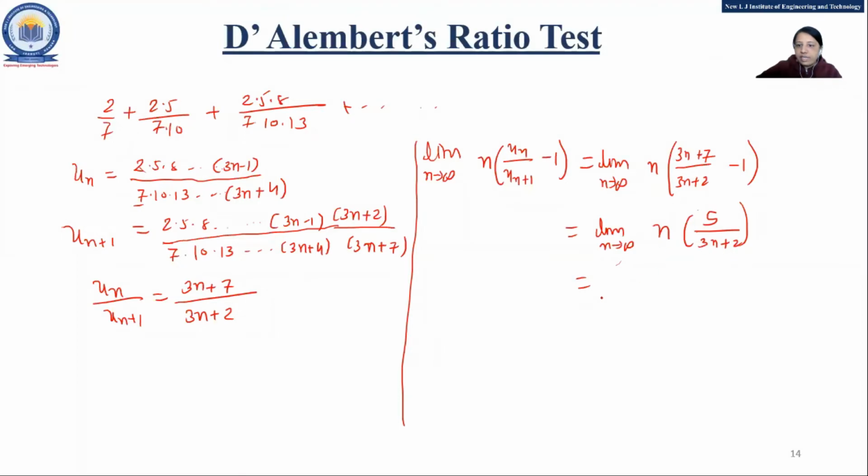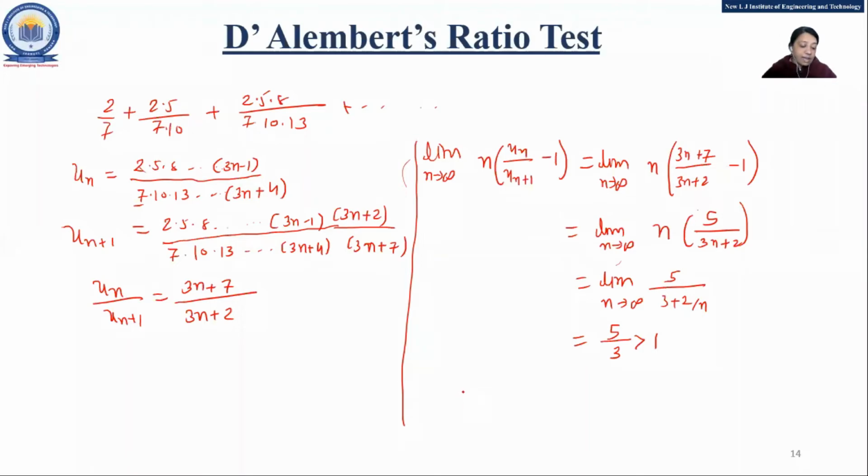So if you take n as common, you will have limit n tends to infinity. Okay, any problem? Someone is raising hand. Okay, fine. So that is 5 upon, and that n is supposed to be cancelled out, so 3 plus 2 by n. What is your answer if n is infinity? So 2 upon infinity, 0. So your answer would be 5 by 3. And 5 by 3 is greater than 1.